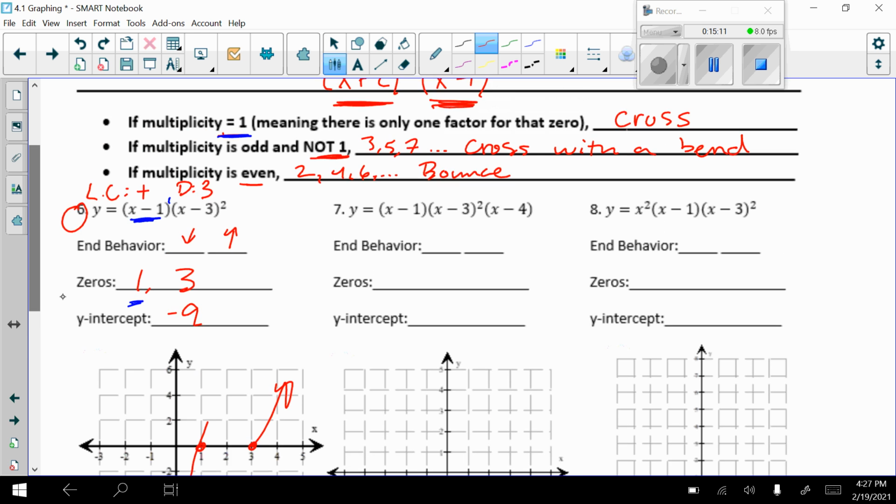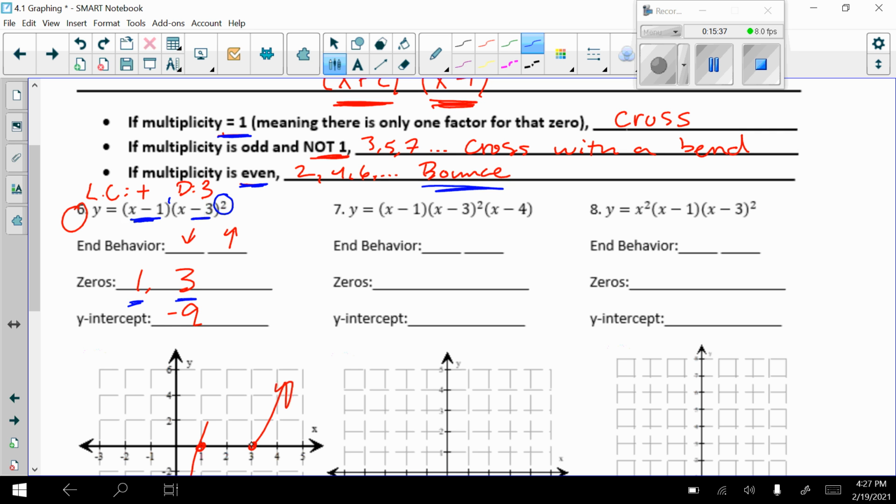Okay? Well, let's think about that for the other factor, x minus 3 squared. That gives me a 0 of positive 3. Okay? We talked about that the multiplicity of this thing is 2. It's being raised to the second power. That means the multiplicity is 2, which is an even multiplicity. And when I have an even multiplicity, that means I bounce at 0. So let me show you what that looks like.